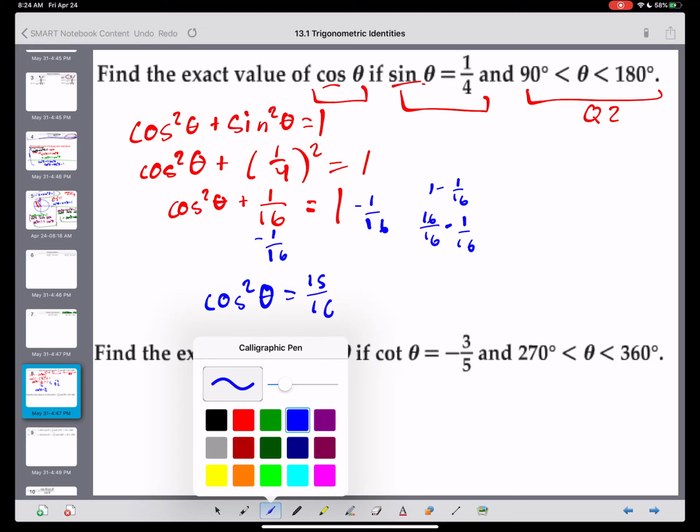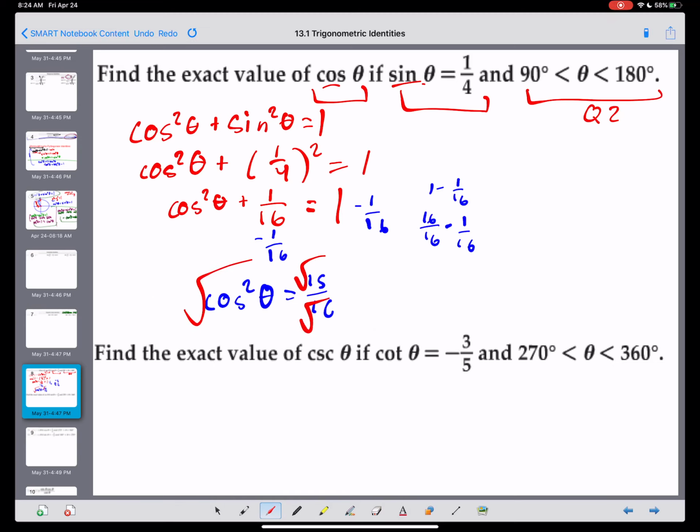Now from here I want to square root both sides, so I'm square rooting top and bottom. I get cosine theta is equal to plus or minus radical 15 over 4. I got 4 because the square root of 16 is 4. I'm writing plus or minus because if you remember, whenever we square root anything, we have to include a plus or minus. Now, you're only going to have one answer. You see it's quadrant 2, correct? I know it's because it's 90 to 180, so it's in quadrant 2.